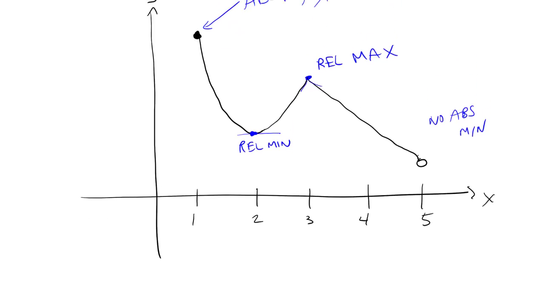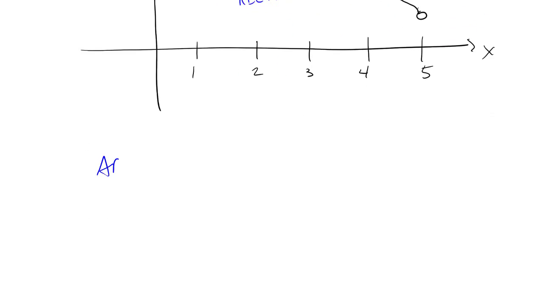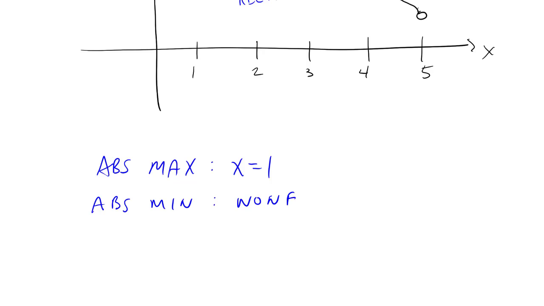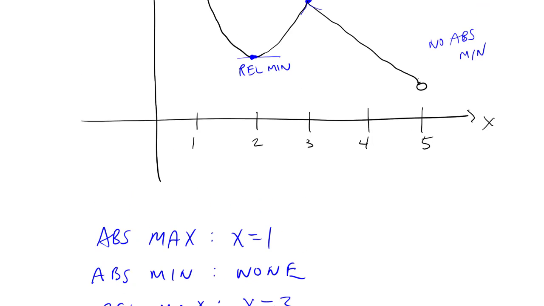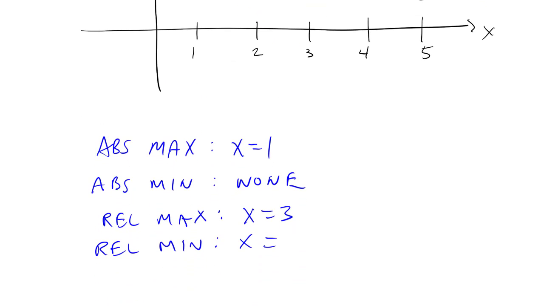All right, so to summarize, we had an absolute max at x equals 1, absolute min, none, and a relative max at x equals 3, and a relative min at x equals 2.